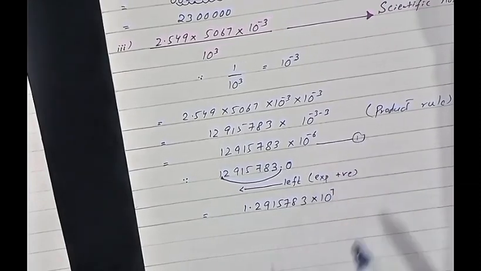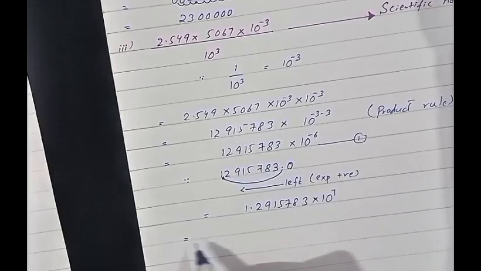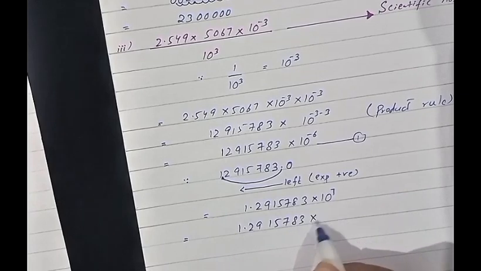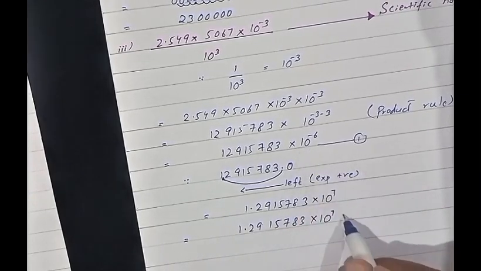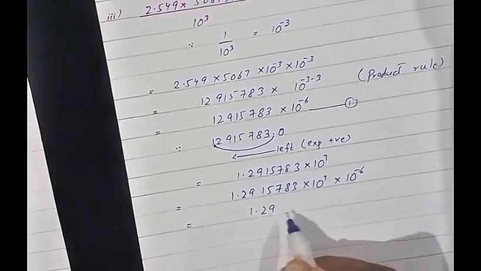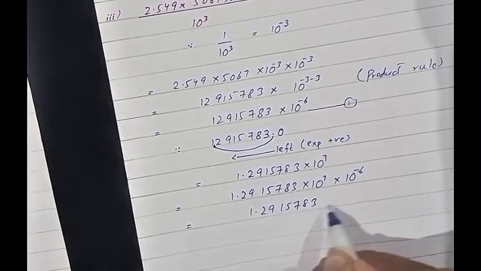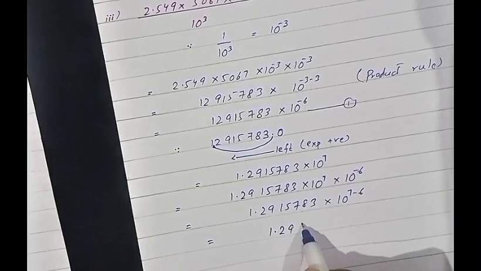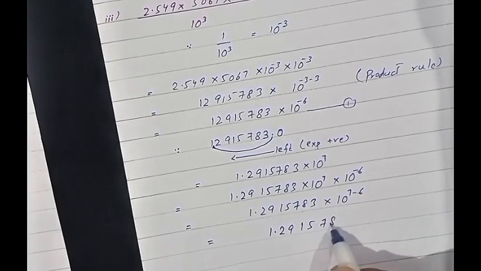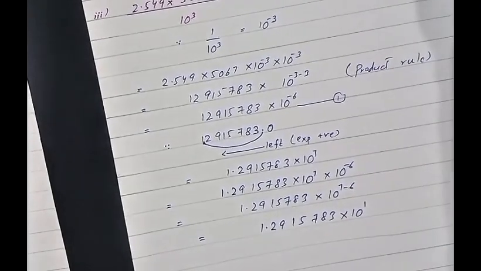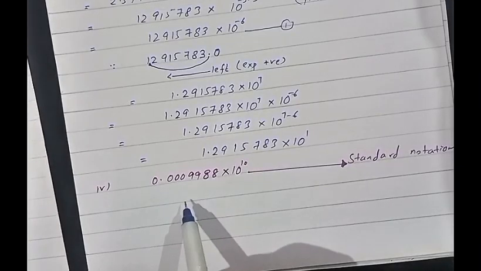Now write this scientific notation in equation number 1. We get the answer 1.2915783 multiply 10 power 7 multiply 10 power minus 6. So again, applying the product rule, we get the power as 10 power 7 minus 6, which equals 10 power 1. So the final answer is 1.2915783 multiply 10 power 1, which is the final scientific notation.